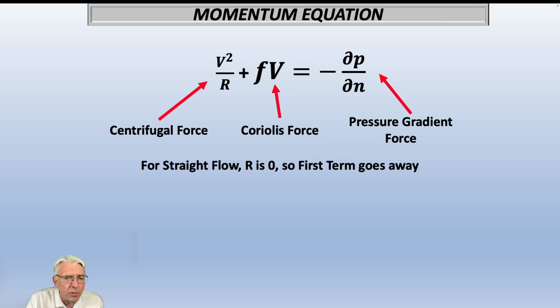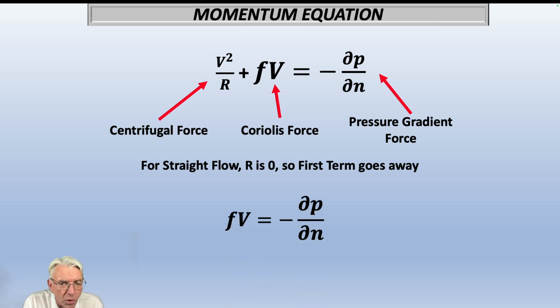Okay, so for straight flow, R is 0 because you can't take a protractor and ever make a straight line with it. It's always going to have at least some curvature. So if R is 0, that means that V squared over R is undefined. You can't divide anything by 0. And so what you're left with is this.